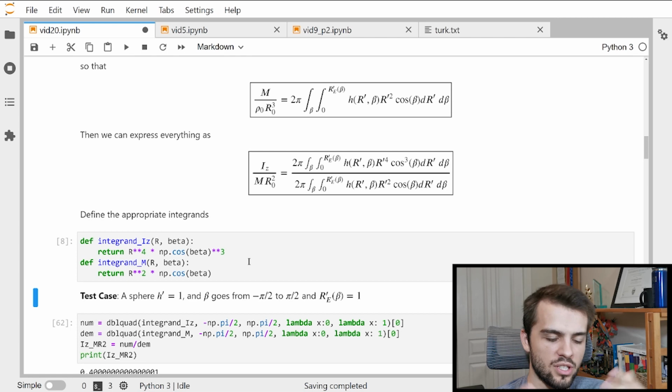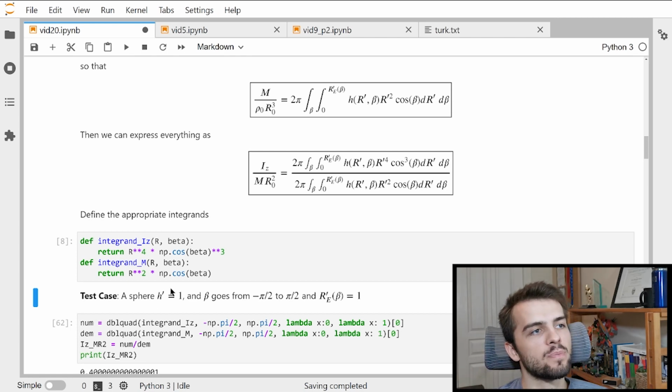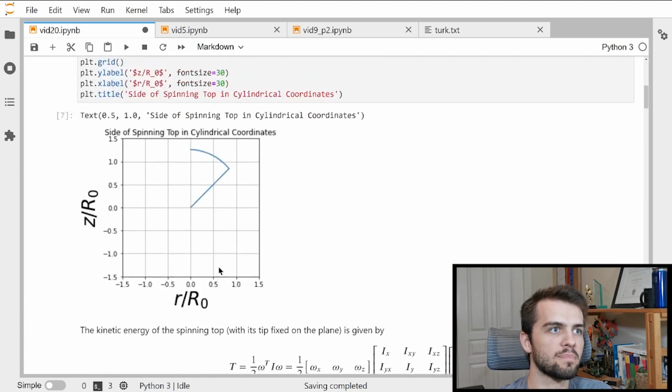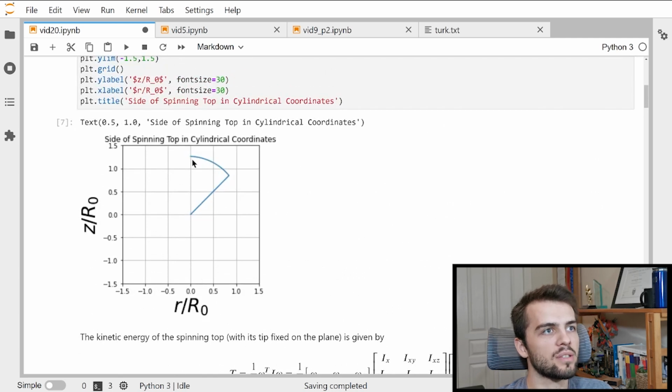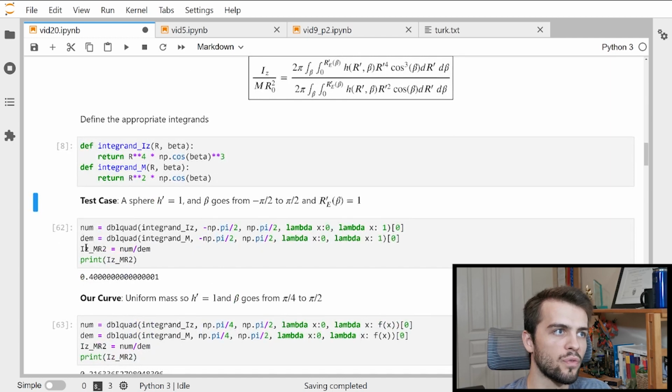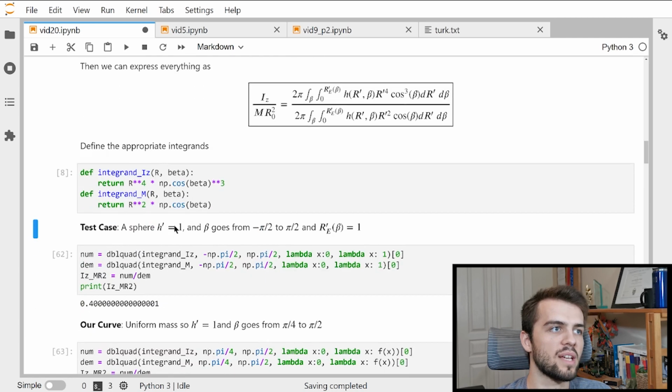I want to make sure that this is the correct formula, so I test it first with a sphere. I have a sphere, h prime is 1, it's just a uniform density sphere. Beta goes from negative pi over 2 to pi over 2. So if I were to plot it in this plane here, the sphere kind of comes down like this. I'm finding the moment of inertia about the z-axis of this sphere, and I know that's 2/5 m r squared. So really what this is, is Iz over m r squared. This is what this formula represents.